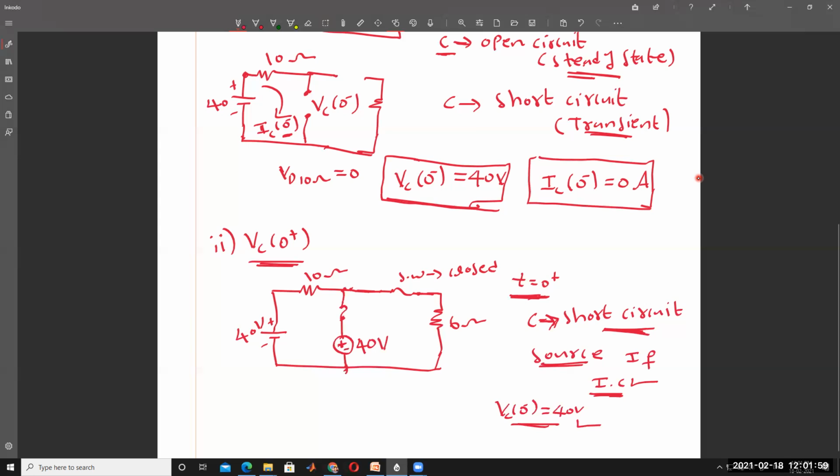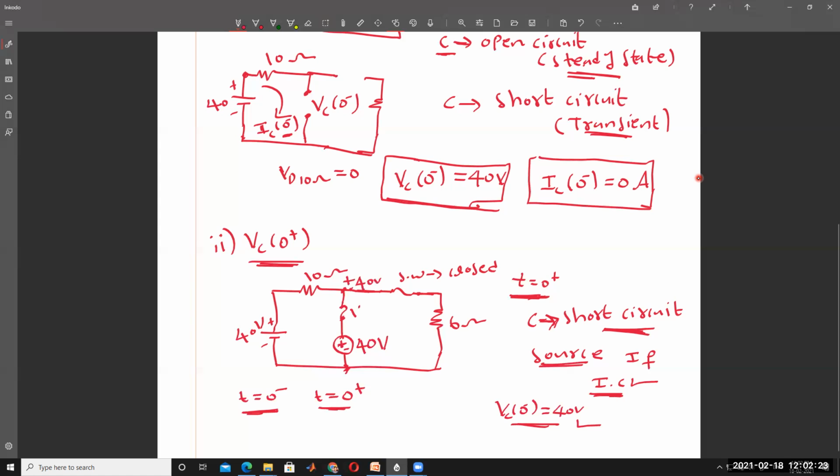So at t equals 0 minus, what is the voltage across the capacitor? The same voltage appears across the capacitor at t equals 0 plus, because it does not allow sudden changes in voltage. So that's why the voltage across the capacitor here, what is the voltage? Here high potential, here low potential. Okay, that's why here 40 volts.